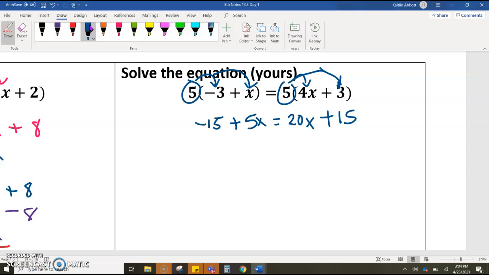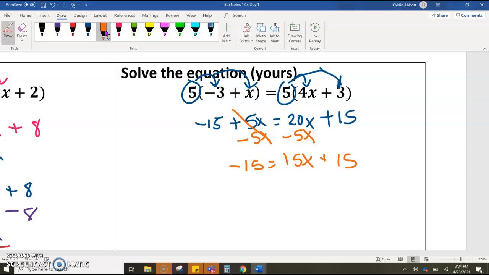Okay, now I need to put the x's together. So we're going to make a zero pair with the smaller variable. Which one's smaller, 20 or 5? 5 is smaller, so I'm going to subtract 5 because that makes a zero pair, so those go away. So I'm going to subtract 5x over here. So I'm left with negative 15 equals 15x plus 15.